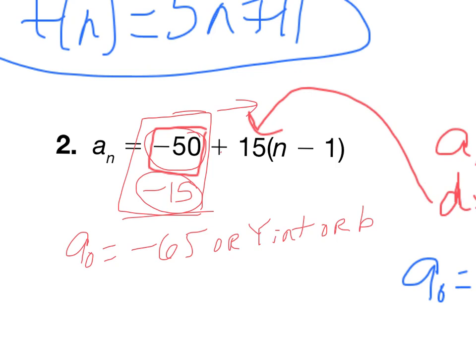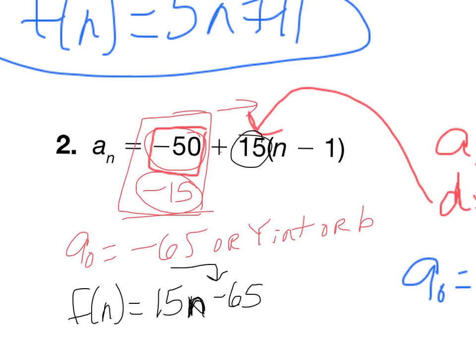And we already know this is your slope, so your function could be f of n is 15n, because that's your slope, n, I almost put x, and then minus 65, which is your b. And here is that function notation of that.